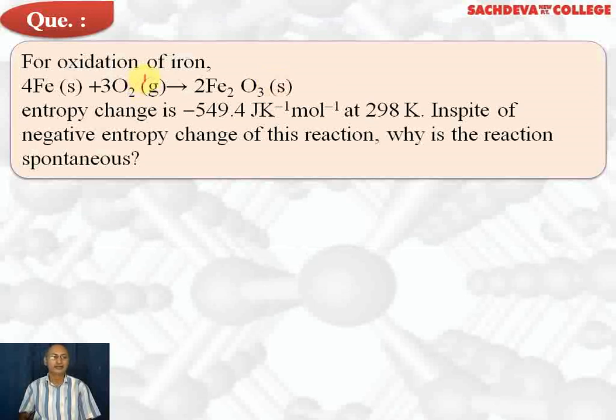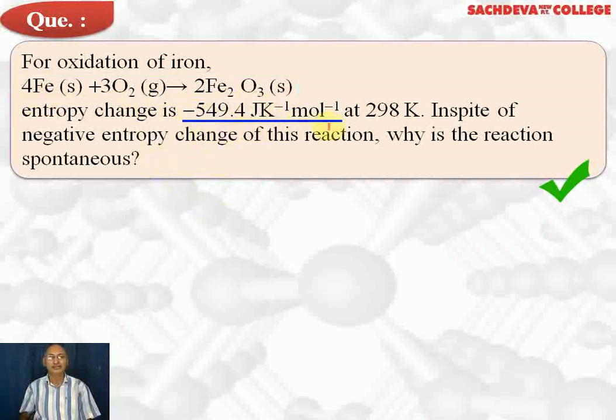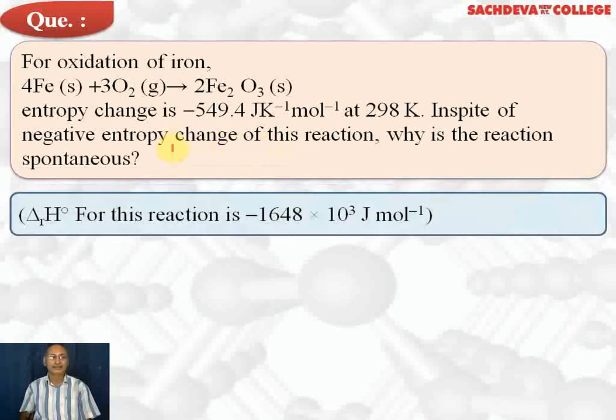Next question we are going to take up, which is based on the second law of thermodynamics. For oxidation of iron, 4 Fe solid plus 3 O2 gas gives you 2 Fe2O3 solid. Entropy change is minus 549.4 joules per Kelvin per mole at 298 Kelvin. In spite of the negative entropy of this reaction, why is this reaction spontaneous? This we will explain with the help of the second law of thermodynamics. Here heat of reaction is given as minus 1648 into 10 to the power 3 joules per mole.